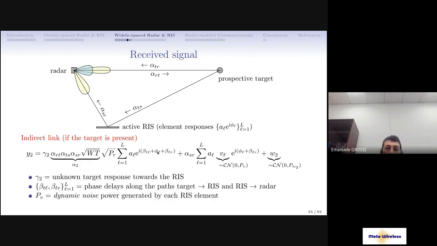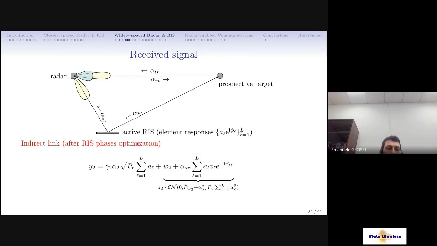Each phase term phi_L should be designed so as to properly phase align all these signal components. And when you do this phase optimization, the received signal on the second channel of the radar can be written in this simplified way, where this whole contribution here, denoted for simplicity as Z2, is the overall noise, which is still a Gaussian random variable, where its variance is given by the sum of the power of the noise at the radar receiver, and the dynamic noise amplified by the RIS and attenuated by the channel from the RIS to the radar.